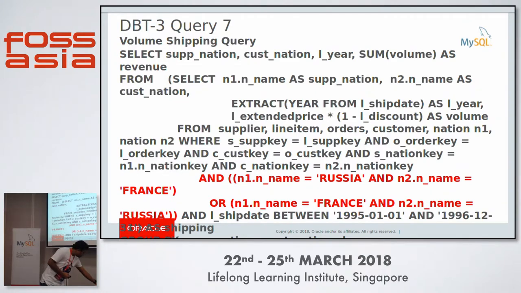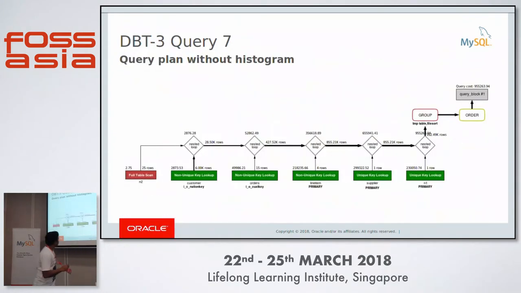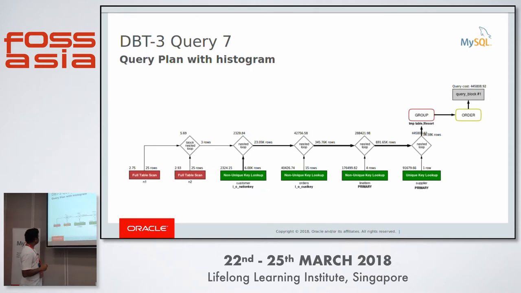Without histogram, the nation 1 and nation 2 tables are scattered apart, and the execution happens from left to right, and you see the number of rows that get qualified over here are less. Now with histogram, if you have a histogram on the nation table, then the statistics get generated and the filtering happens over here, and you see the number of rows that qualify is less.